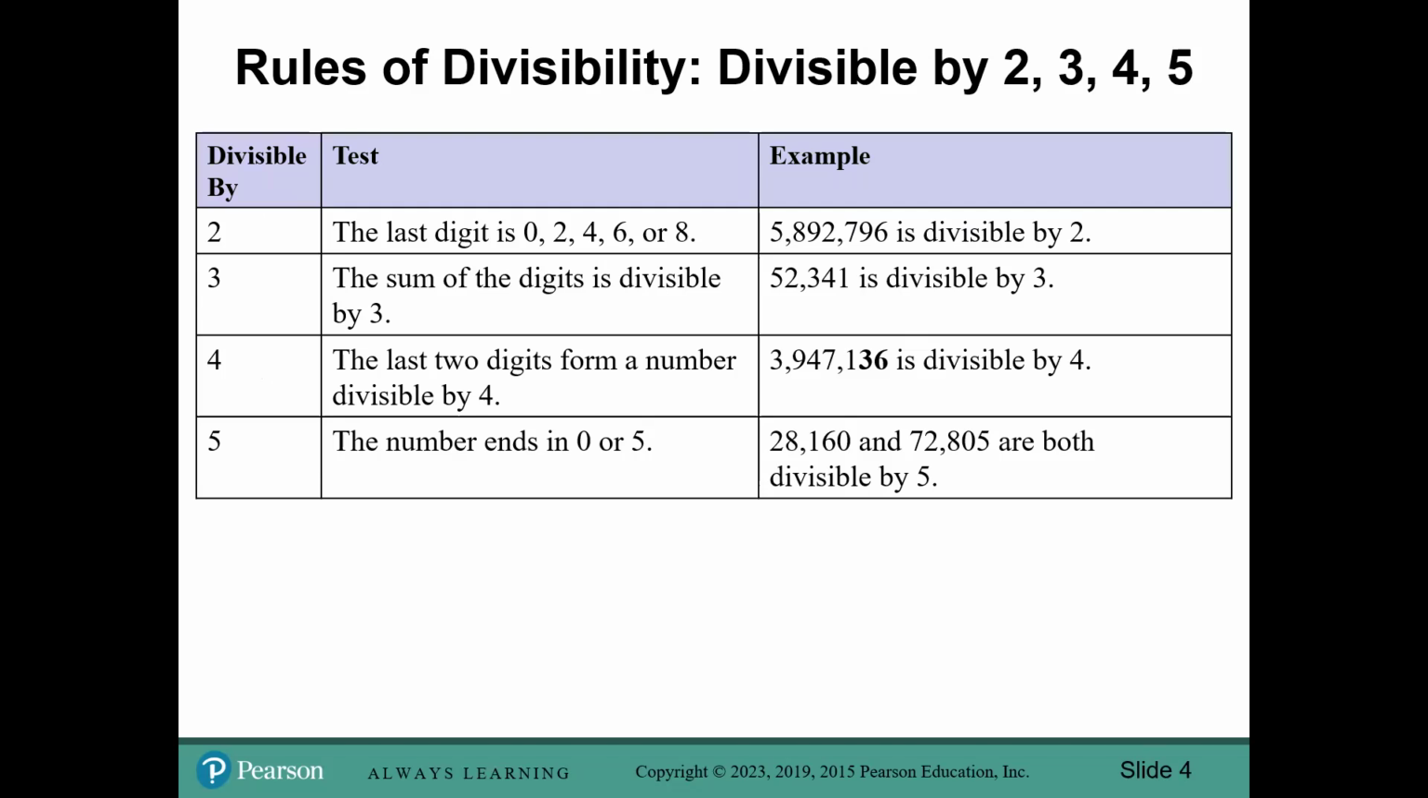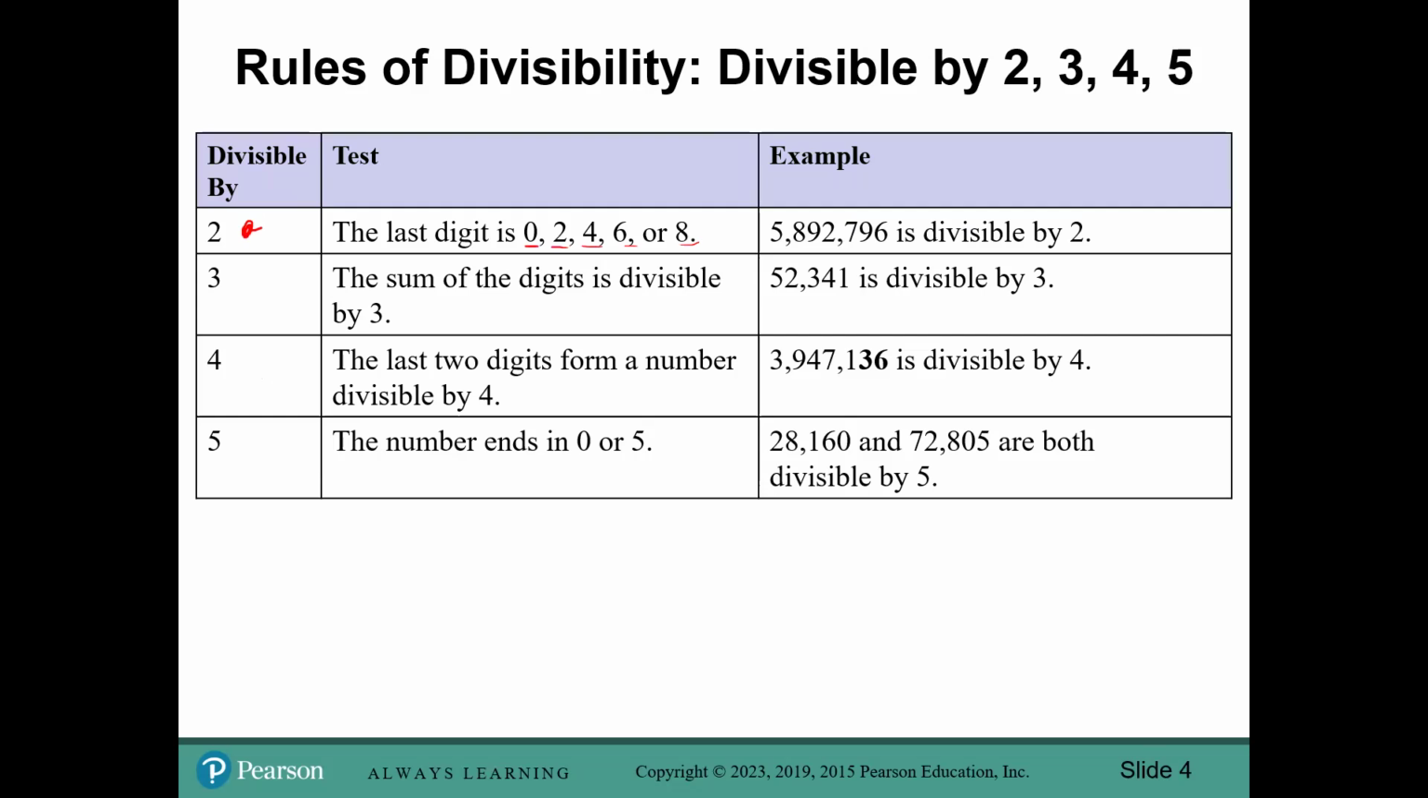There are some rules. These are a couple of rules for divisibility to find out if something is divisible by a number. For example, 2. 2 is probably the easiest. A number is divisible by 2 if the last digit of that number is even: 0, 2, 4, 6, or 8. Right?